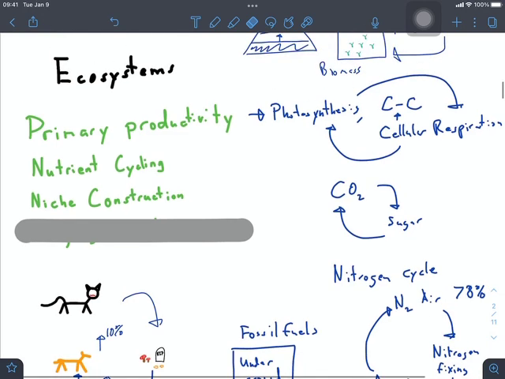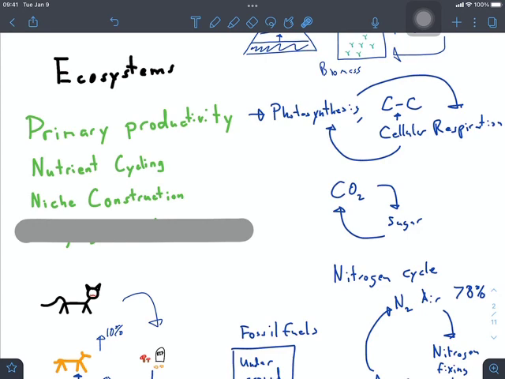And therefore, it's really important to understand how much sugar is available, how fast nutrients cycle through an ecosystem, and how long that ecosystem has been around, and how it's partitioned into different pies in order to understand the total amount of biodiversity present in that ecosystem.